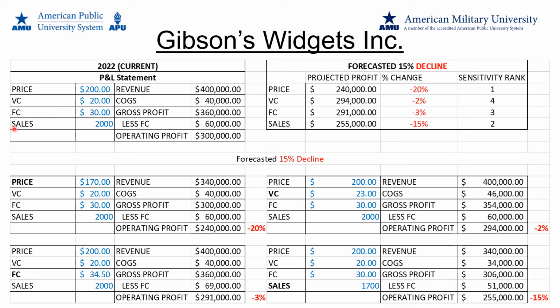Variable costs are those costs that can fluctuate, such as raw materials that Gibson's purchases in the production of widgets, which can vary based on volume discounting. We have fixed costs, or those that remain steady, such as payroll, and then the projected sales, or in this instance, the known sales at 2,000 units. Here, through the computations, we have revenue at $400,000, cost of goods sold at $40,000, for a total of $360,000 of gross profits, and then we have an operating profit after we factor in fixed costs at $300,000.